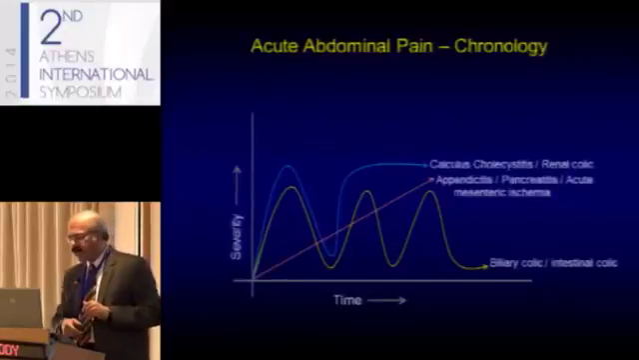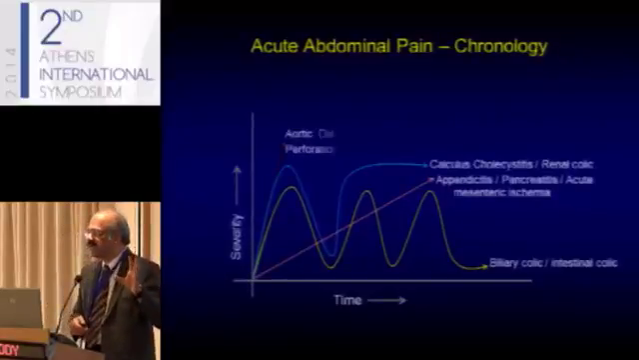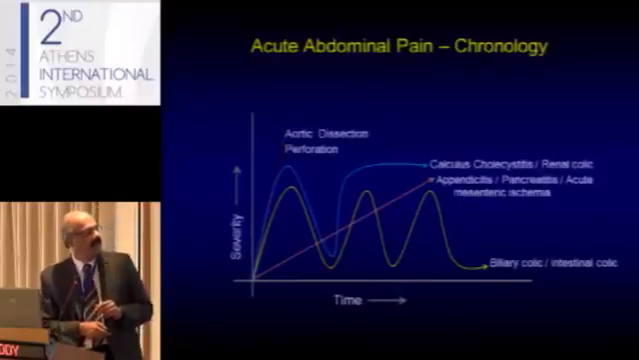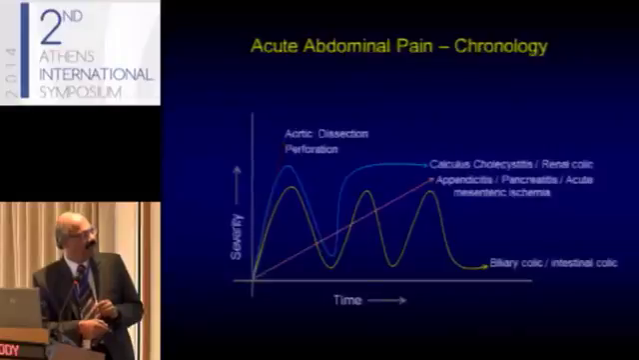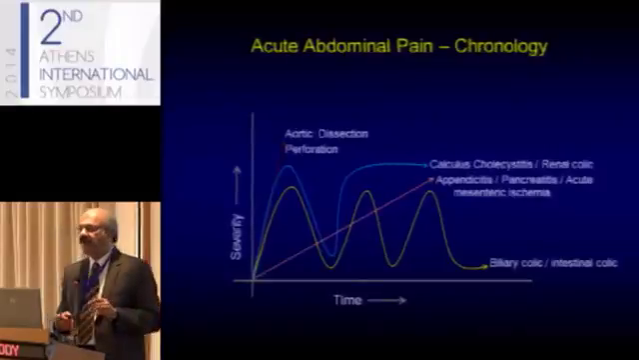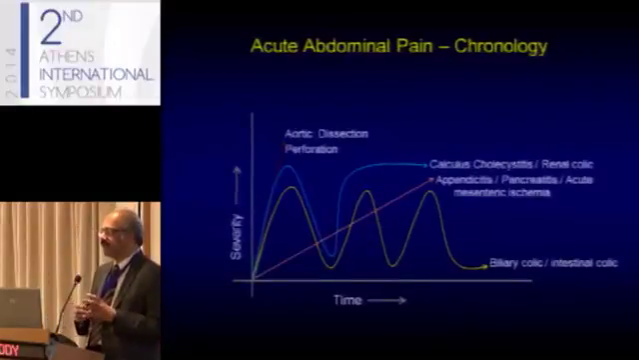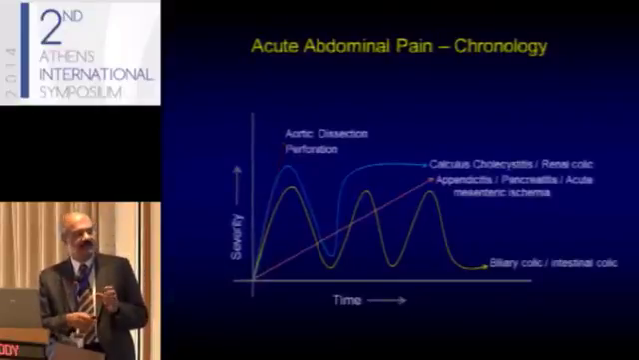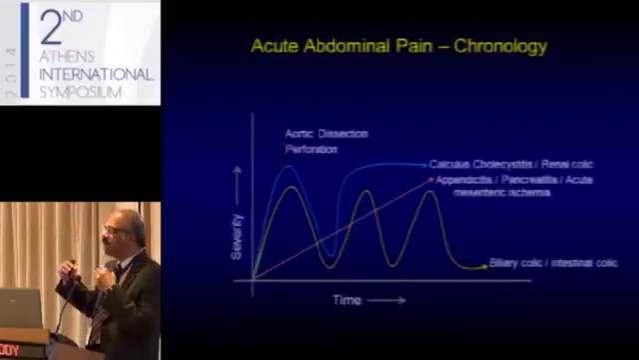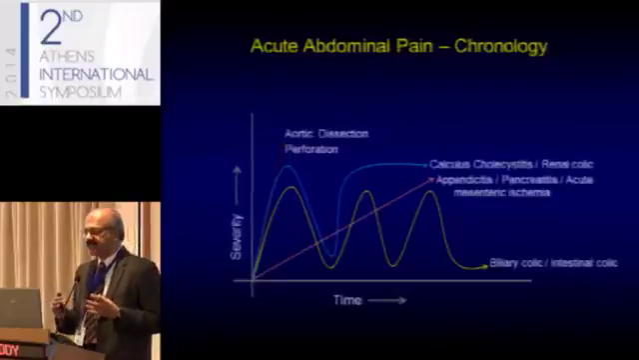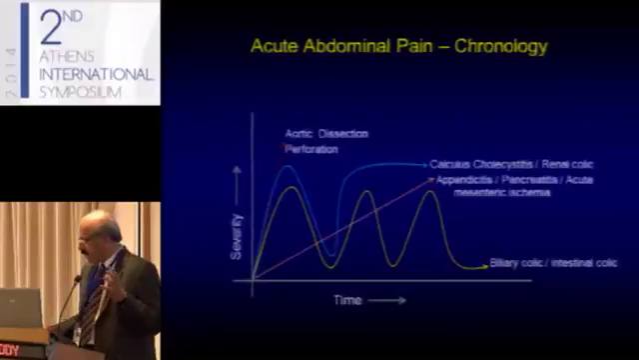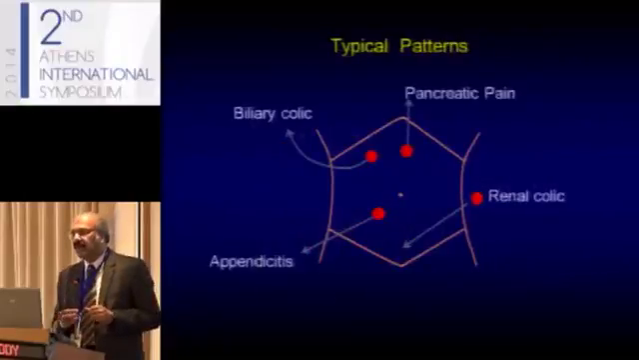And finally, you have a group of patients in whom the pain is catastrophic. It comes in a few minutes, less than an hour usually, becomes very severe, and these are examples of aortic dissection or a hollow viscus perforation. Pain can be very sudden. Just within a few hours' time, you get this pain. So these are the different patterns. So when you look at the chronology of how this pain presents, very often you can come to a diagnosis just based on asking the patient's history.